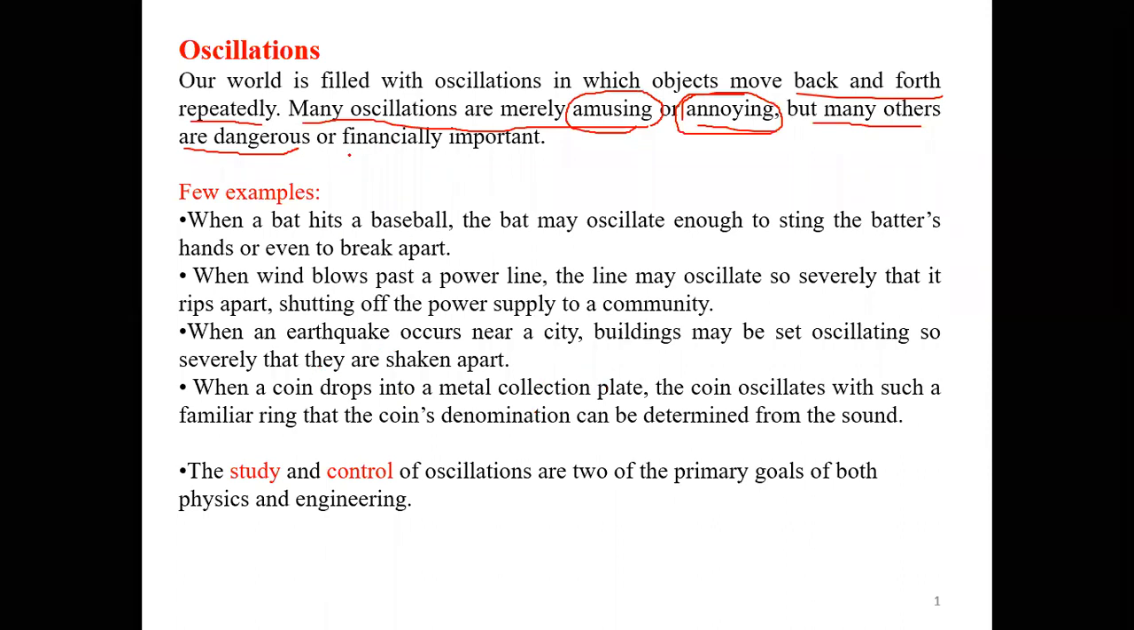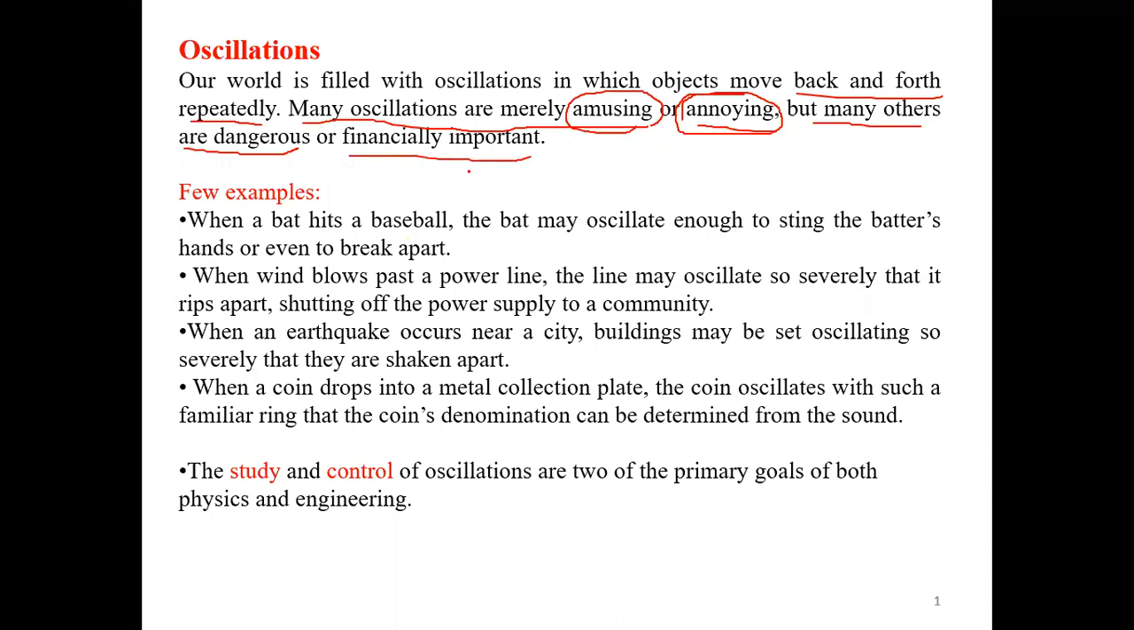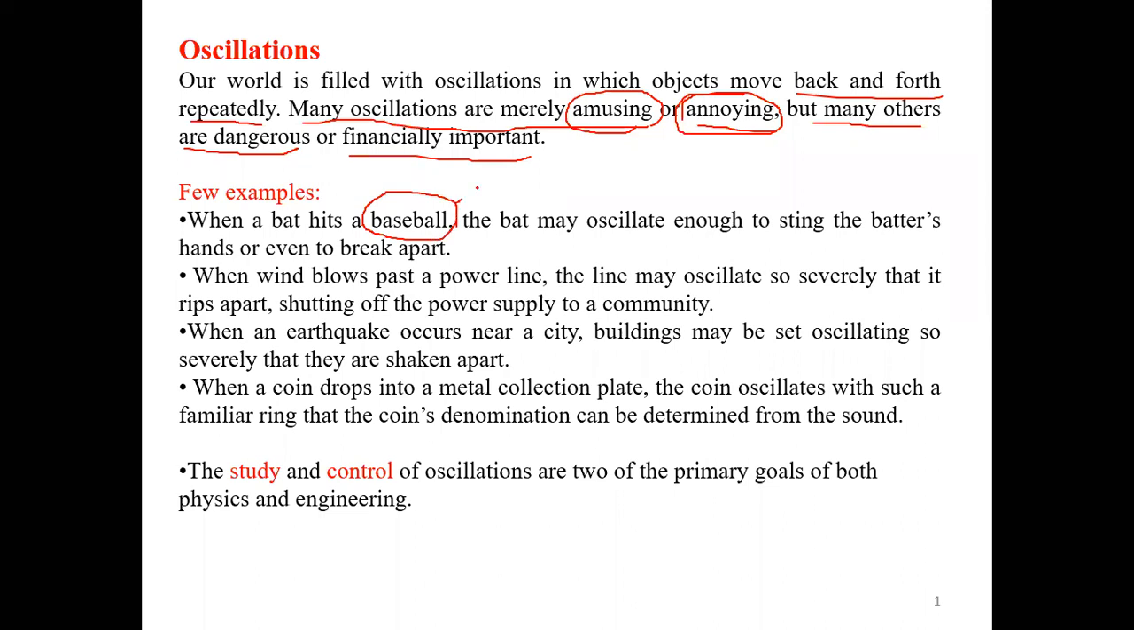And some of the oscillations are financially important. Now, examples of oscillations: when a baseball player hits the ball, although baseball is not popular in Bangladesh, the bat may oscillate enough to sting the batter's hand or even break apart. So sometimes it can be dangerous as well. When wind blows past an overhead power line, the line may oscillate so severely that it rips apart, shutting off the power supply to a community.